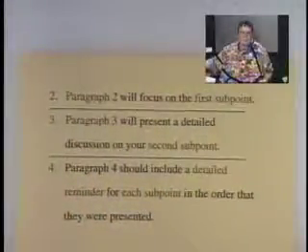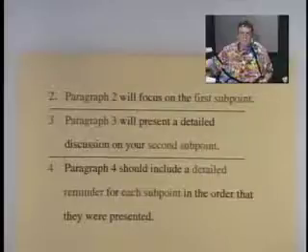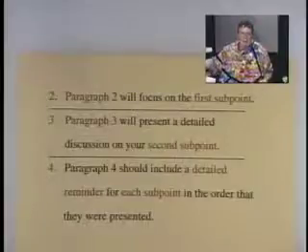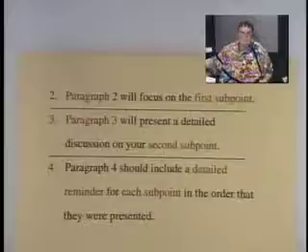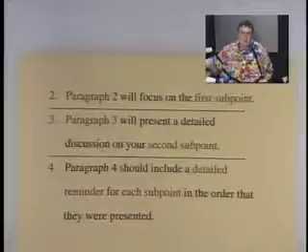And then paragraph 2 is going to give me an expanded narrative on your first subpoint. Might be something about your favorite hobbies, I don't know. And paragraph 3 is going to give me a detailed discussion on your second subpoint. It might be about your ethnic origins if they're particularly interesting. And paragraph 4 should simply give me a detailed reminder for each of the subpoints that you talked about in the same order that they were presented.